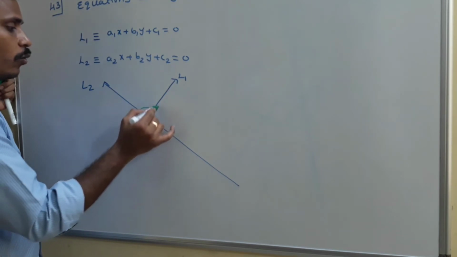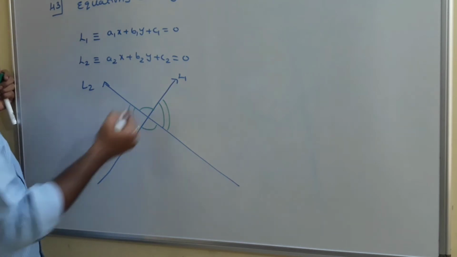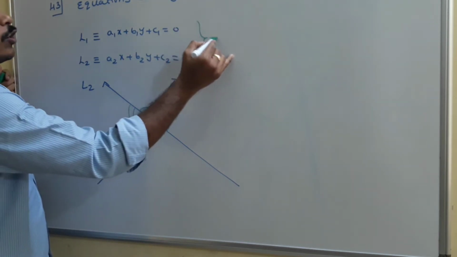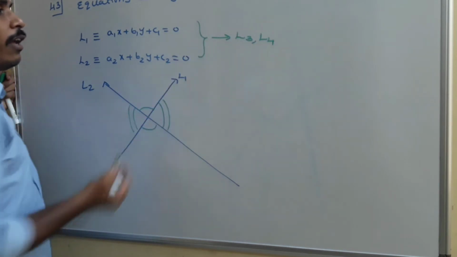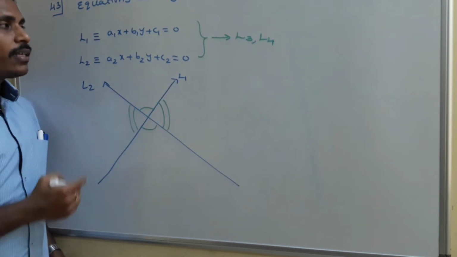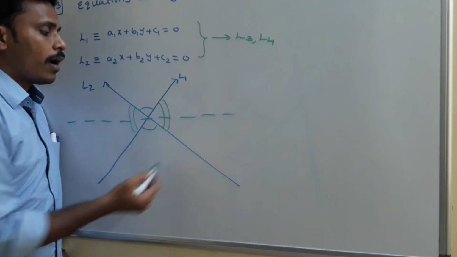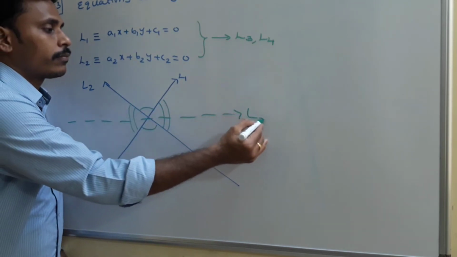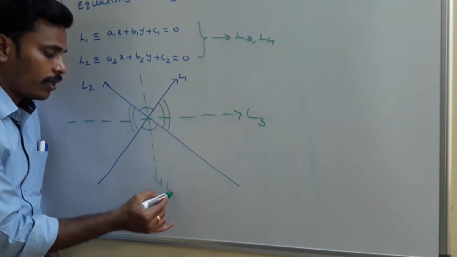These two angles are equal, as well as these two angles are also equal. And for these two lines, for sure there exist two angular bisectors. You say them as L3 and L4. L3 is the bisector which bisects this angle, and L4 is the line which bisects this angle.